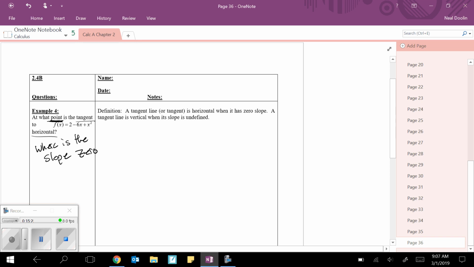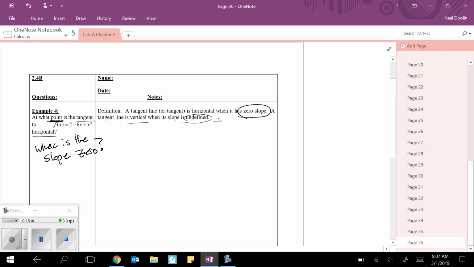And I've got a definition over here just to lay that out for you. Tangent line or tangent is horizontal when it has 0 slope. And then remember from your algebra classes, vertical is when the slope is undefined. So basically some kind of division by 0.